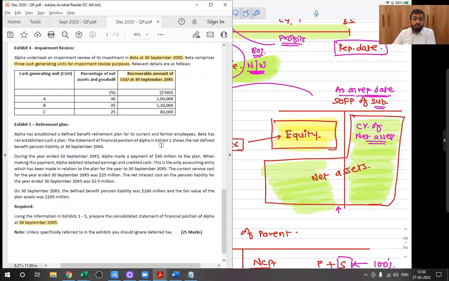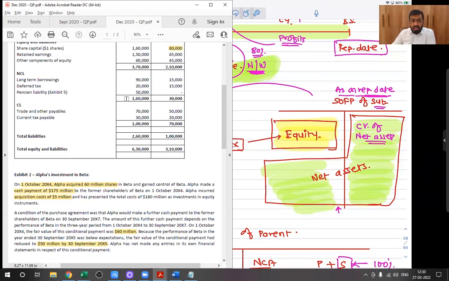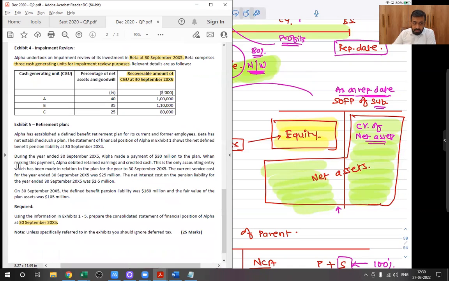The statement of financial position of Alpha in Exhibit 1 shows the net defined pension liability as at 30th September 2024. This is a net defined benefit liability which is given here in the balance sheet. It's after considering the contributions to the plan assets. So this is a net liability. During the year ended 30th September, Alpha made payments of 30 million to the plan. So plan assets contribution is 30 million.